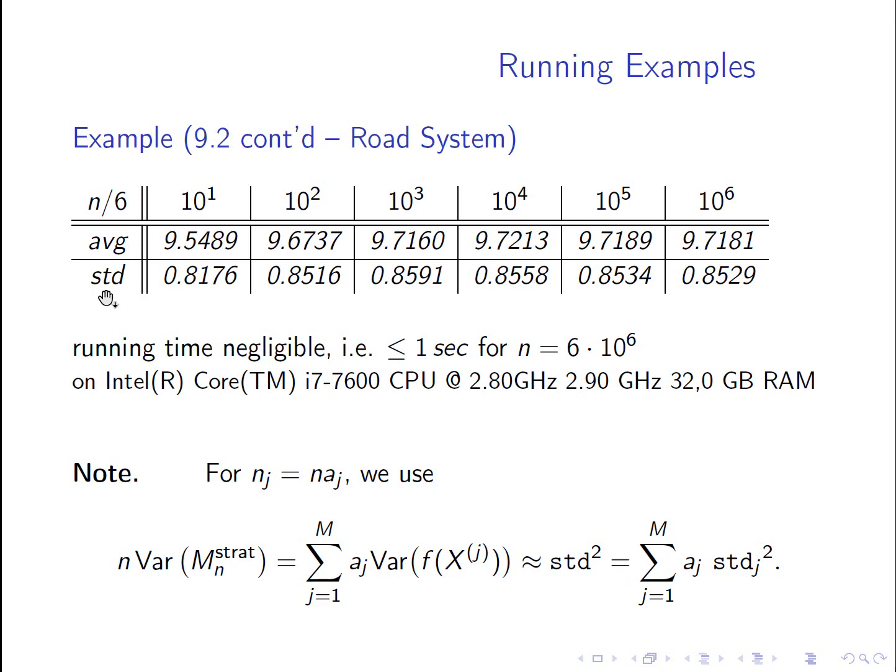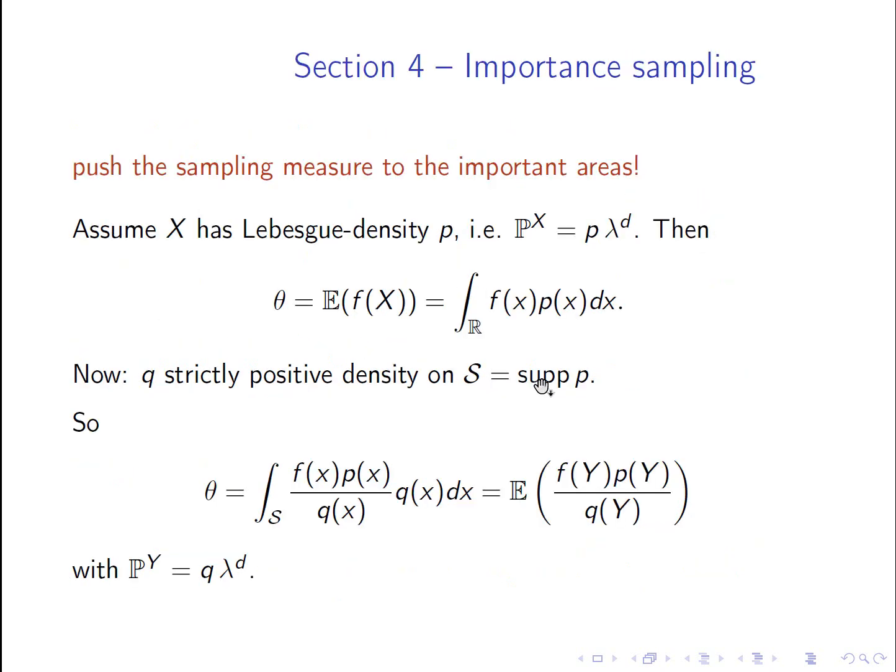Okay, well, that was stratification, and there are many other variance reduction strategies. For this lecture, I would like to introduce another one, which is importance sampling. Importance sampling is a bit of a diva, so it can give you really great variance reduction, but it's a bit difficult to handle sometimes. So the slogan here: push the sampling measure to the important areas.